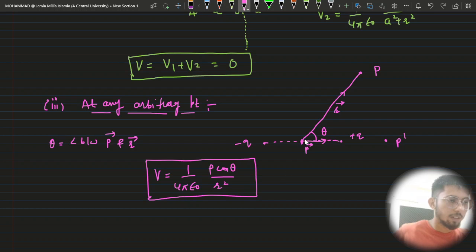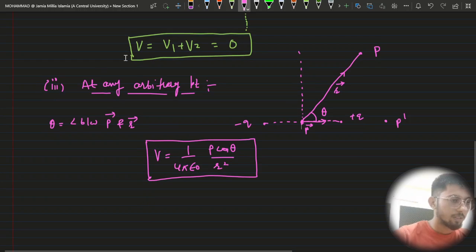And if you want to find the potential at the equatorial point, the angle between this r and P will become 90. So cos 90 is 0, and everything will become 0. So this can be used to find the potential at any point.